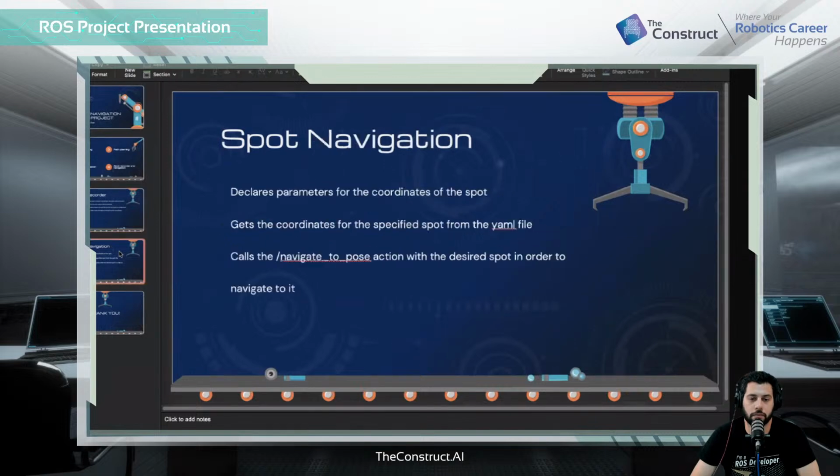And for the navigation to these spots, I've declared the parameters for the coordinates of the spot, then get those coordinates from the YAML file, and then I call the navigate to pose action with the desired coordinates of the spot. So the robot will navigate to it. And that's it.